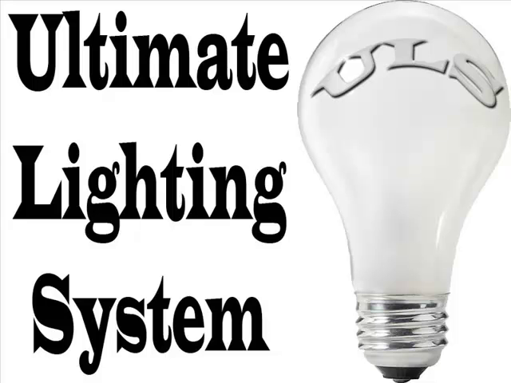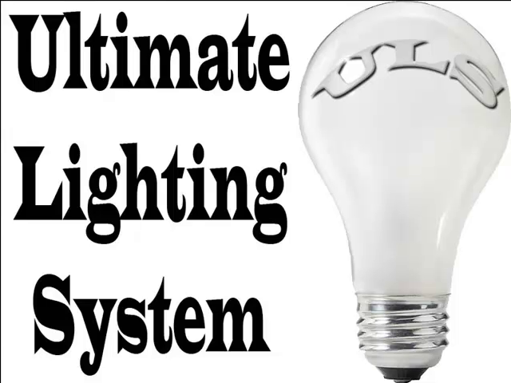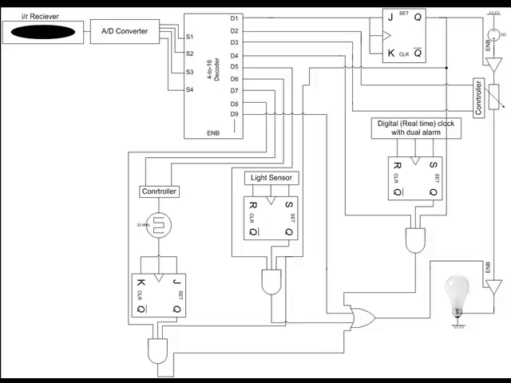The project is called the Ultimate Lighting System. As we can see in this picture, this is the diagram of the design step we made a couple of weeks ago. Now we have implemented this circuit in a simulation application called Electronic Workbench Multisim. Starting from there, I will explain the simulation step by step in this video clip.